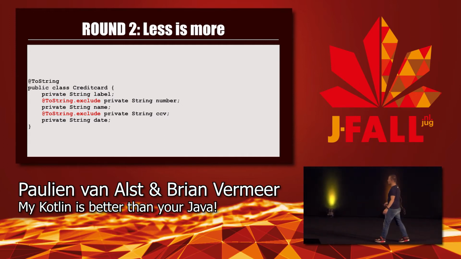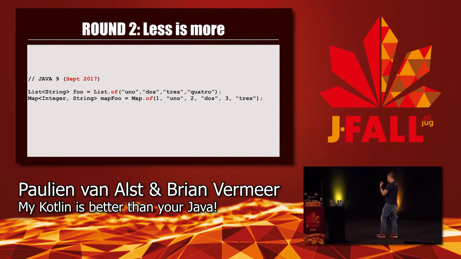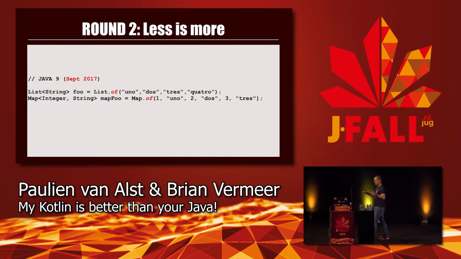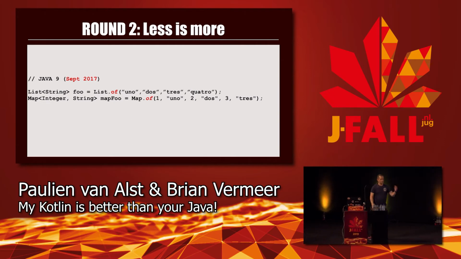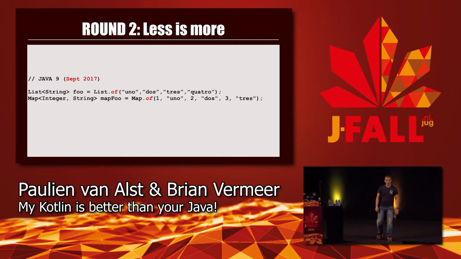So who is the less is more now? Right? It's explicit. It excludes something. It's very explicit. But again, okay, we want to write less, because less is more. Java 9 has the of constructor for lists and for maps. So all the people on Java 8, just upgrade.